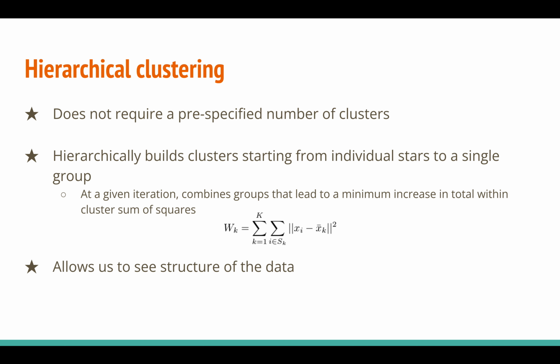One of the things I also really like about hierarchical clustering is that it's very easy to understand. It's a very natural way of combining stars. So how it starts is that each star begins as its own individual cluster, and then at a given iteration, hierarchical clustering just combines groups of stars that lead to a minimum increase in total within-cluster sum of squares. At the end, hierarchical clustering gives us what's called a dendrogram, and this is really just a fancy tree-looking object that allows us to see and understand the structure of our data and how the stars combine.